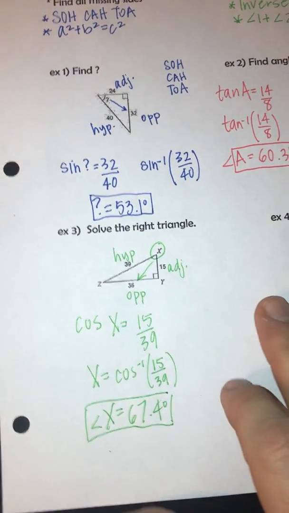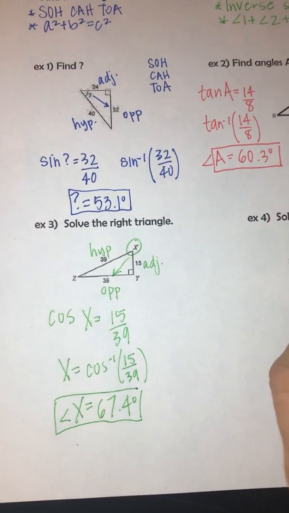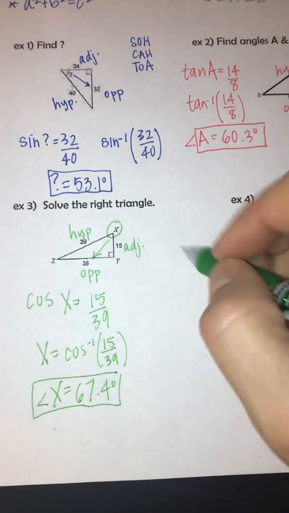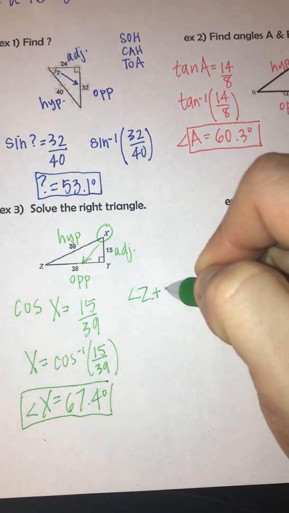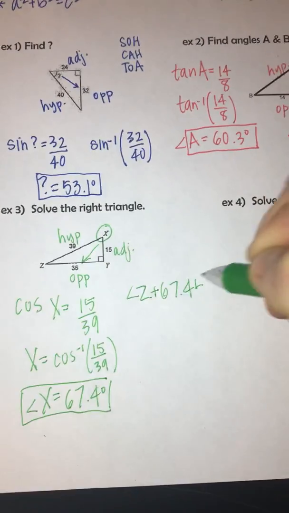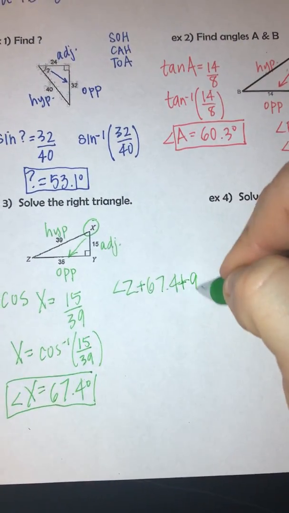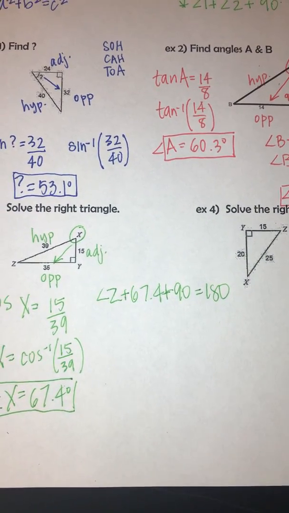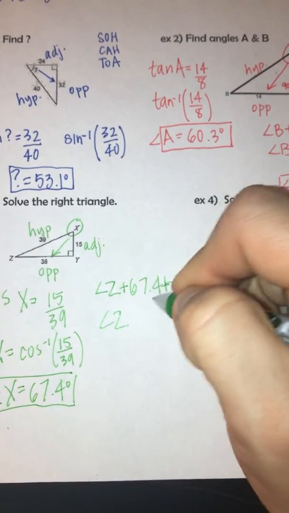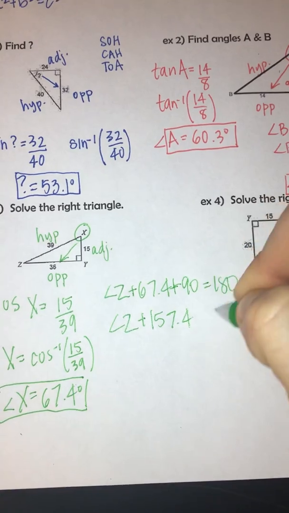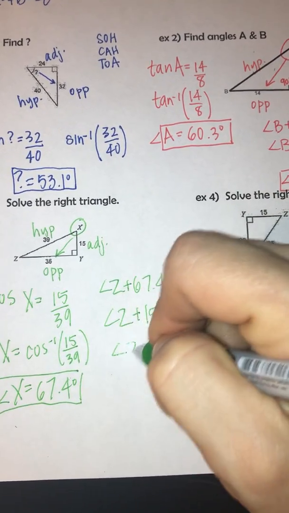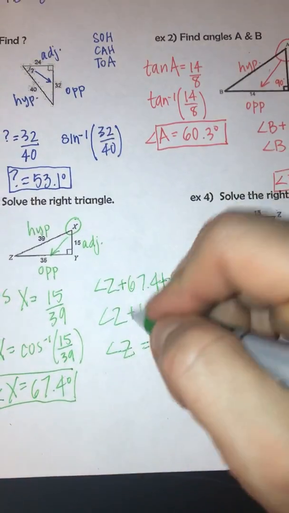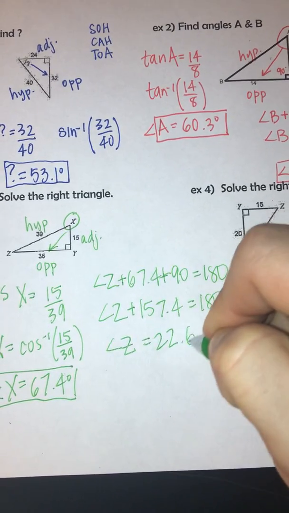Once I know X, I can go and find Z, again using the same method I did on the last example, and then I've solved the triangle. I found all the missing sides and all the missing angles. So I know that Y is 90. So we find out angle Z is 22.6 degrees.